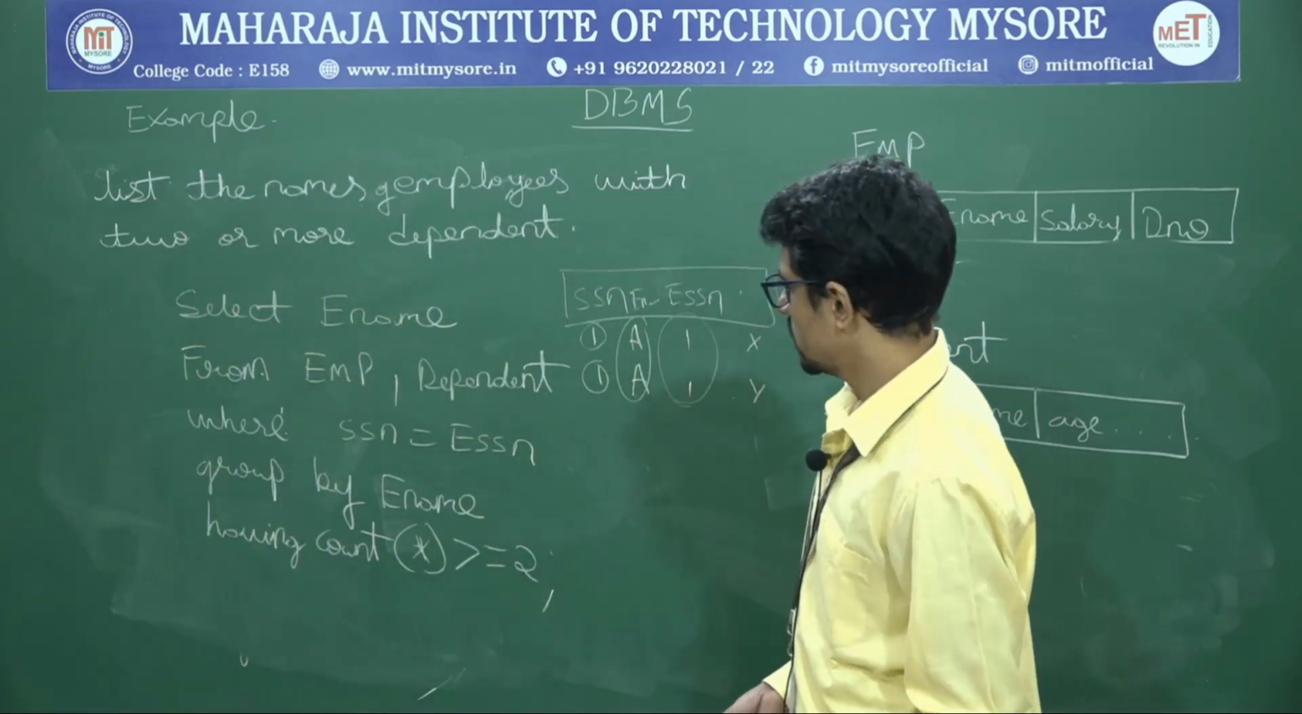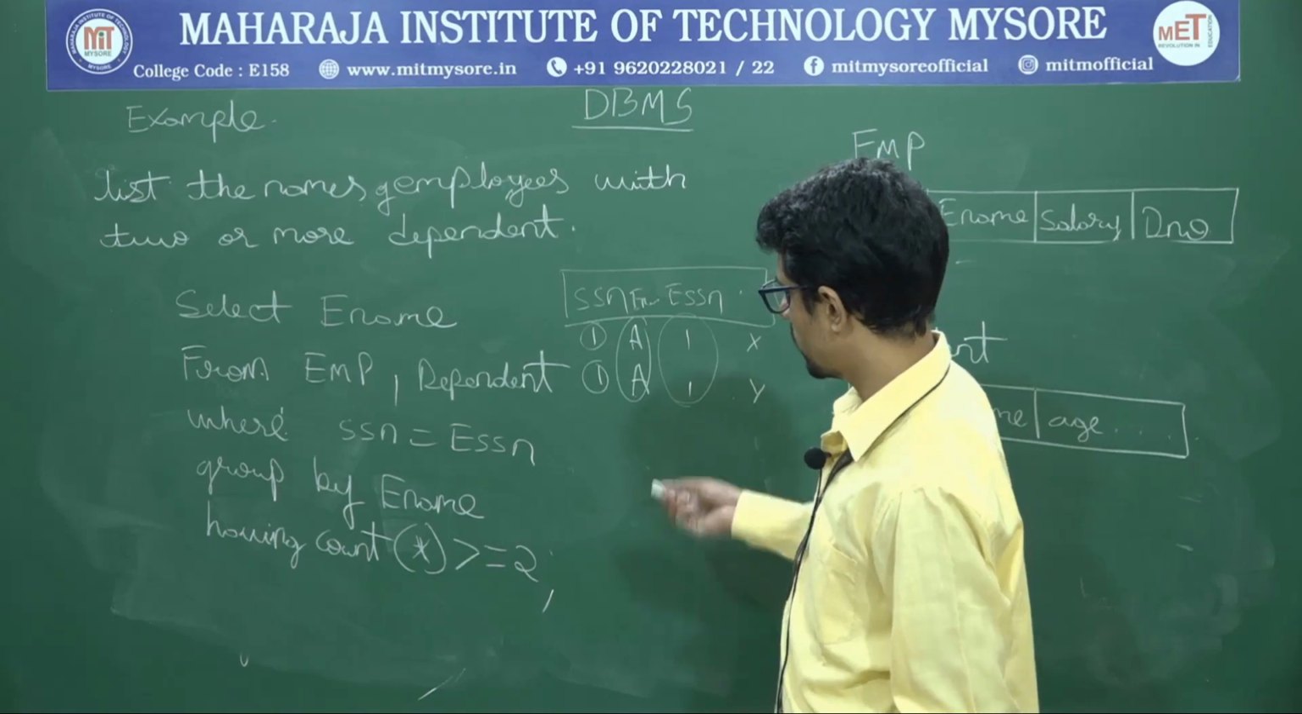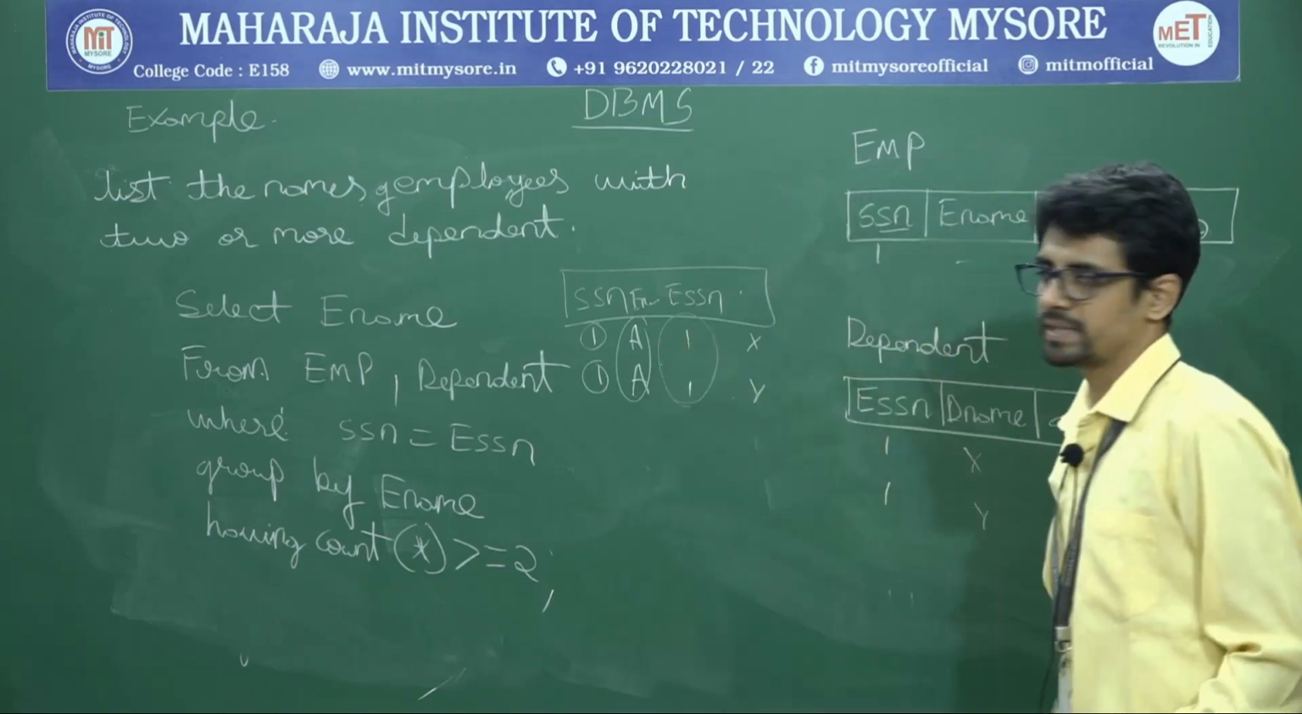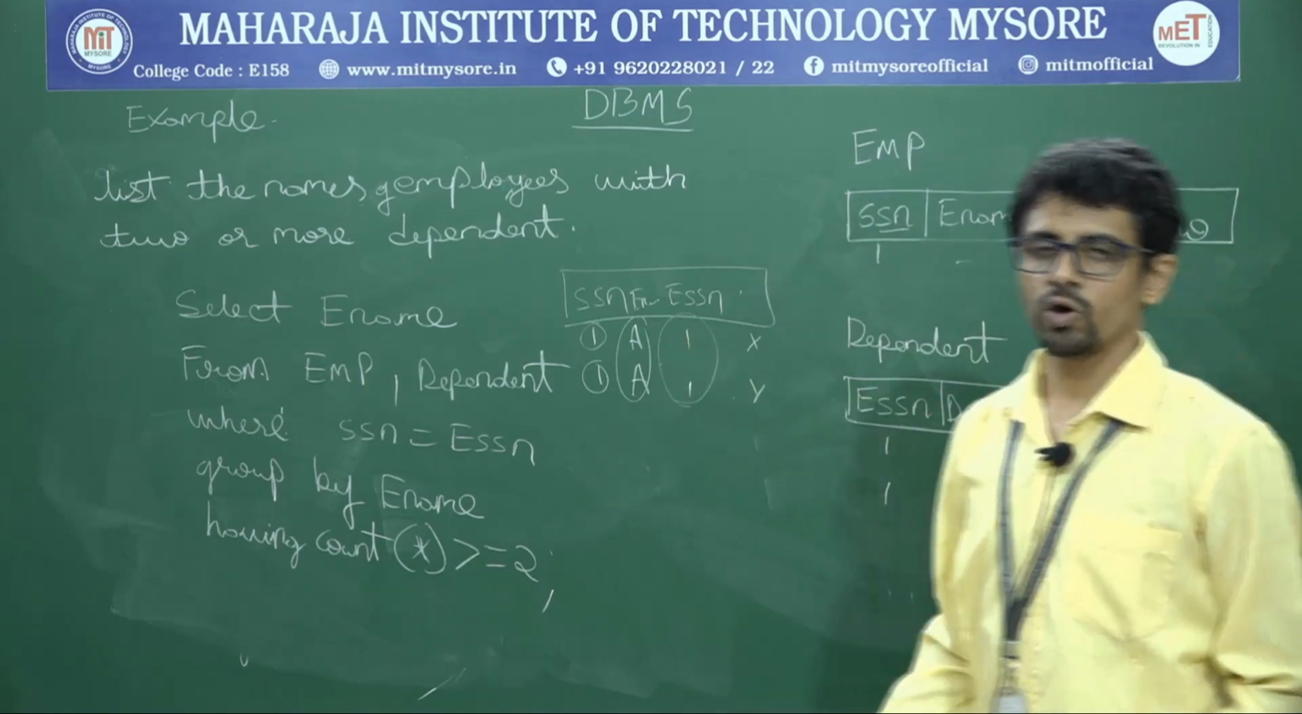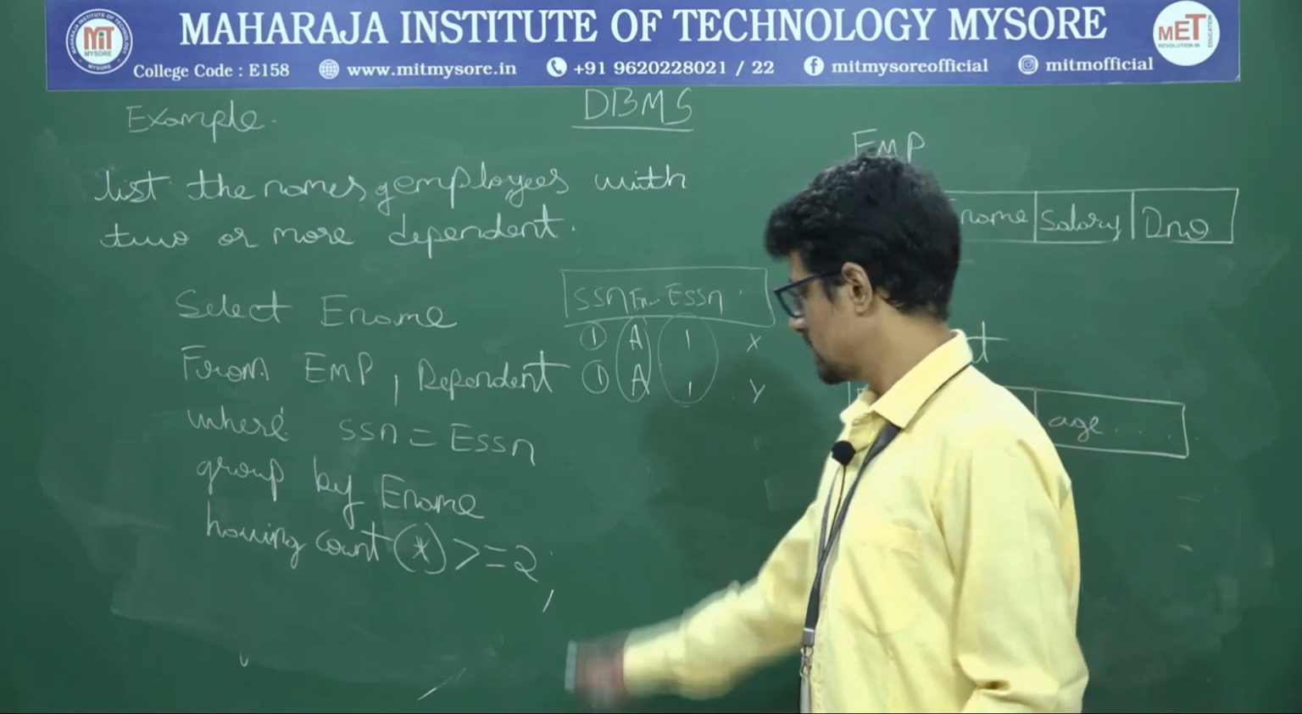So this will be the query. So finally we will get all the employee names which have been repeated 2 or more times, okay? So this is one way.